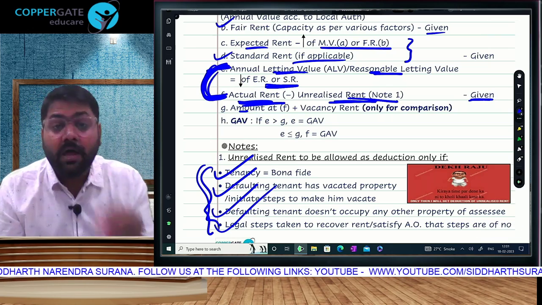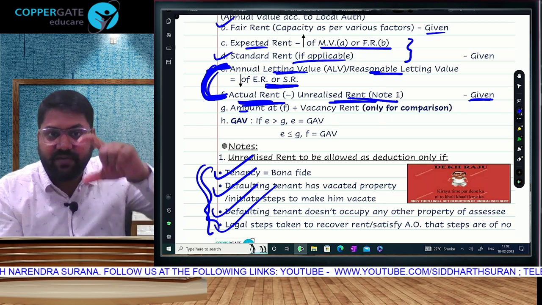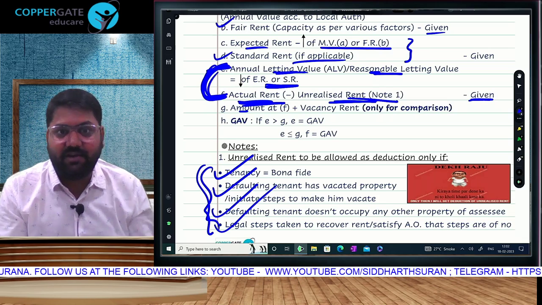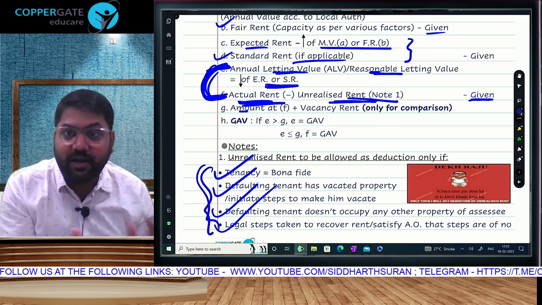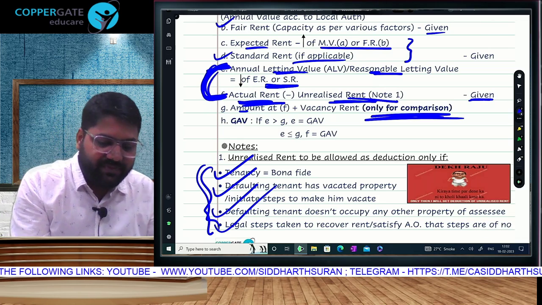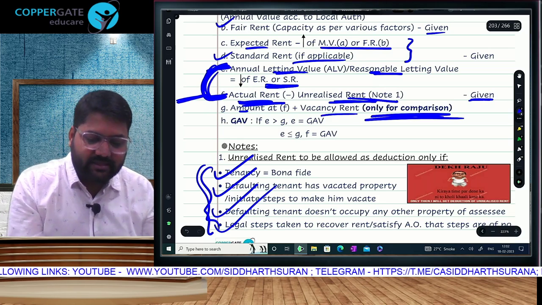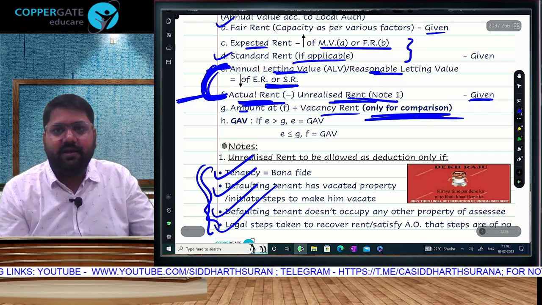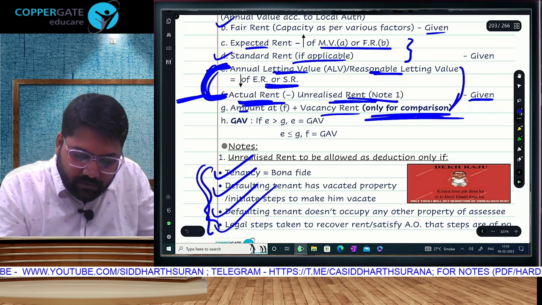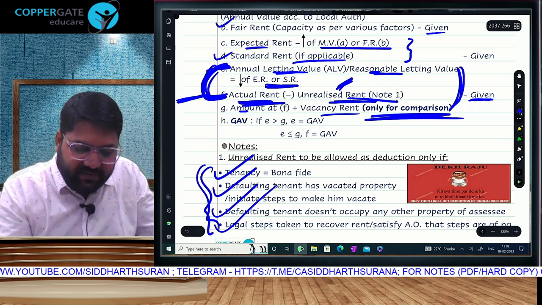is your answer. But sometimes there can be vacancy, which is why your actual is lower. So it is inappropriate to compare your actual with the ALV, which is a 12 month figure. So only for comparison purpose, in the actual rent we will add the vacancy period rent. We will compare these two. But answer will be between these two.